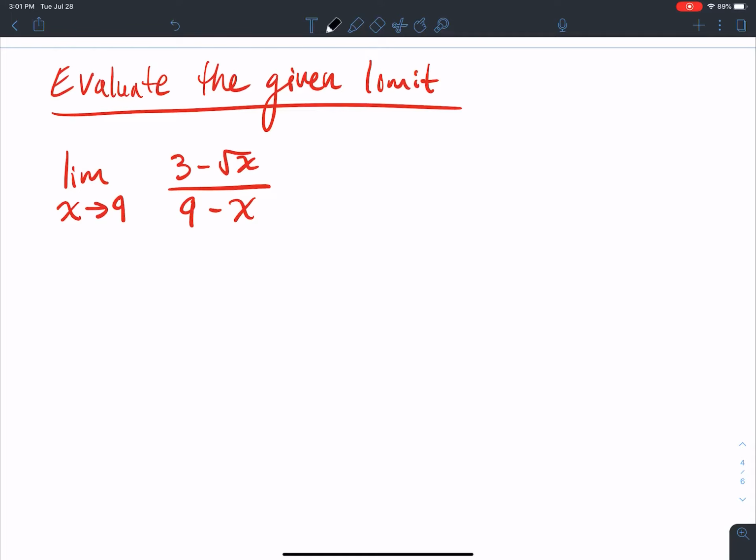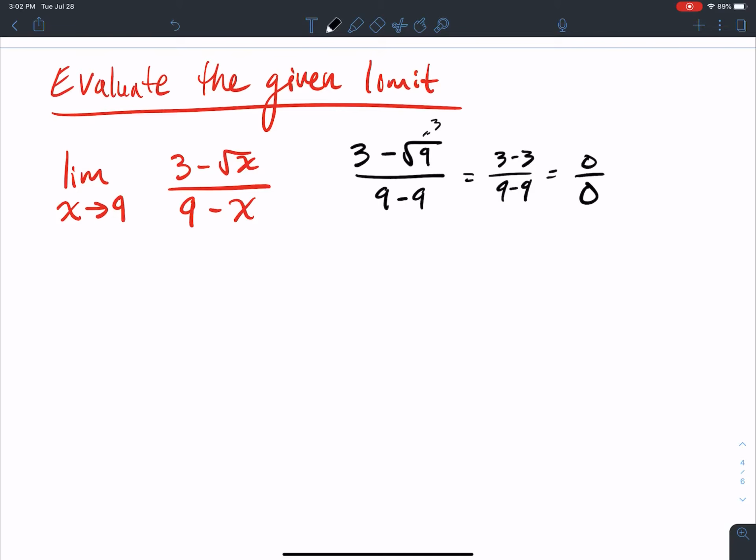So in this video, we're going to evaluate the given limit. We've got the limit as x approaches 9 of the function 3 minus the square root of x divided by 9 minus x. The first thing I always do is try to plug in 9 for x and see what I get. So I have 3 minus the square root of 9 over 9 minus 9. The square root of 9 is equal to 3, so that's 3 minus 3 over 9 minus 9, which is 0 over 0. So there's an indeterminate form here.